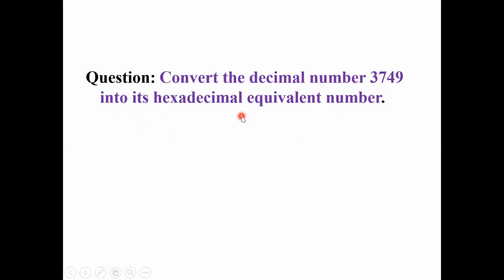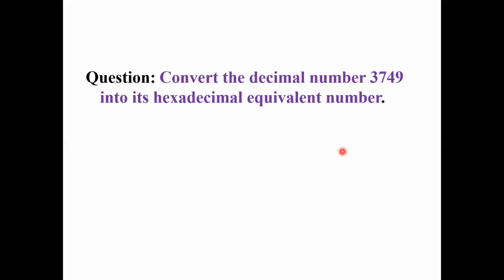Like for binary, we divide by 2. For octal, we divide by 8. For hex, you divide by 16. So 3749, you divide by 16. The quotient you will be dividing again by 16 and the remainder you will store separately. Once the quotient is 0, you write from bottom to top. I think 3 times you might have to divide it.